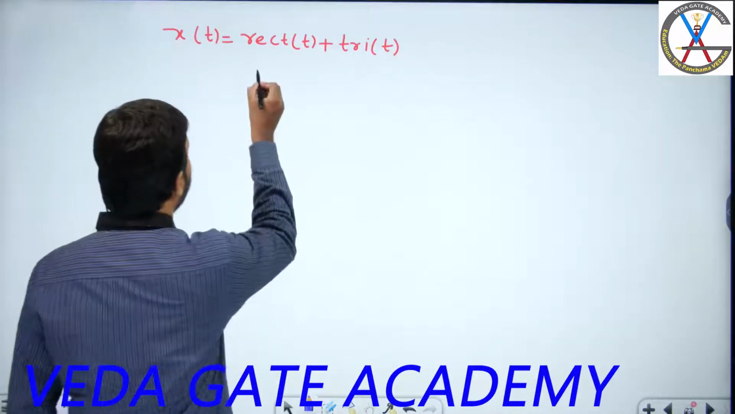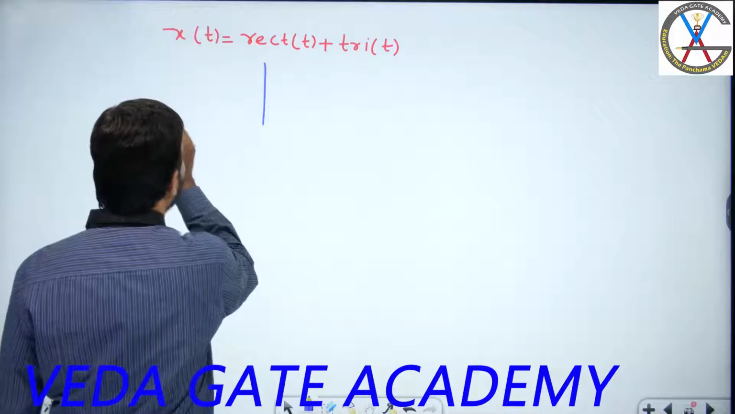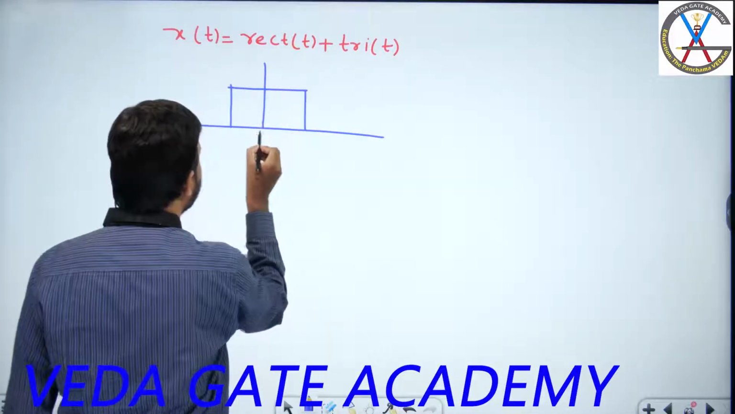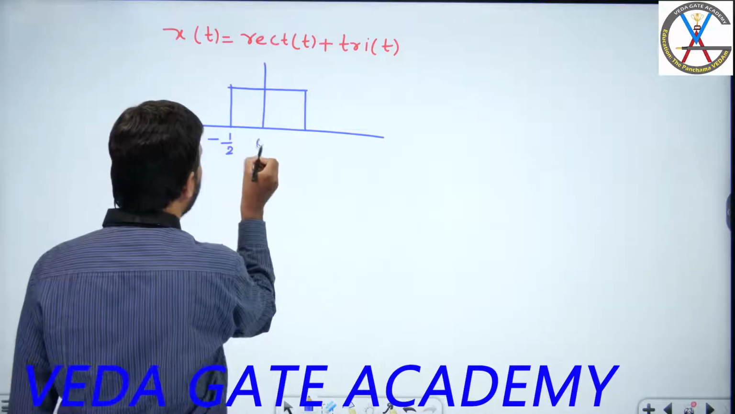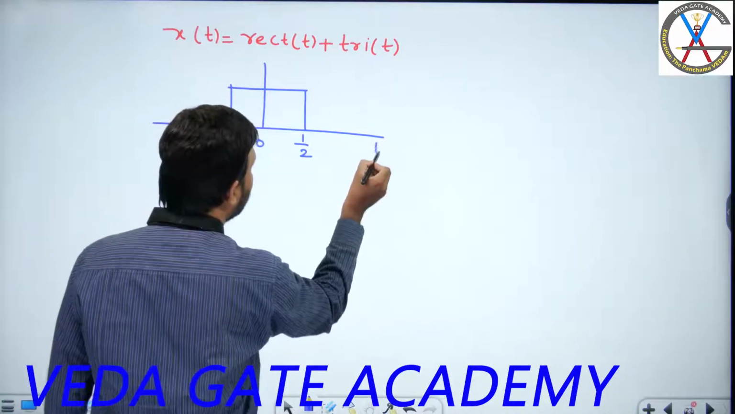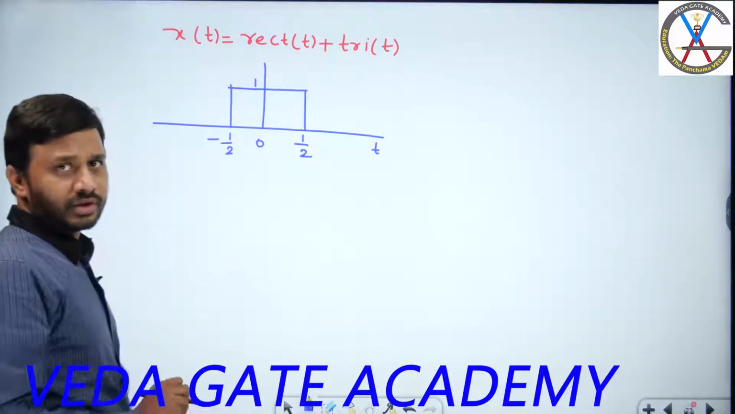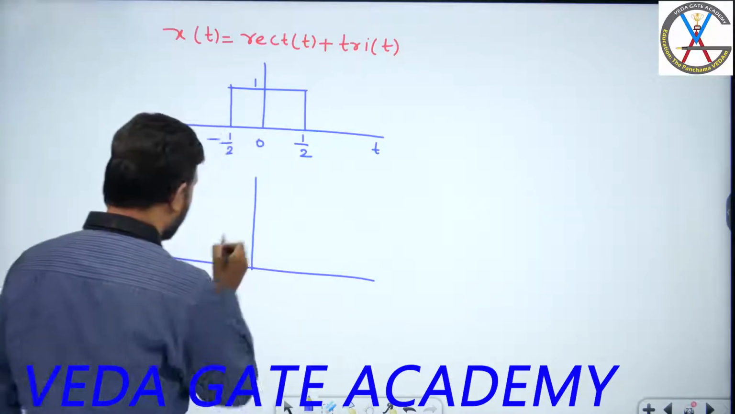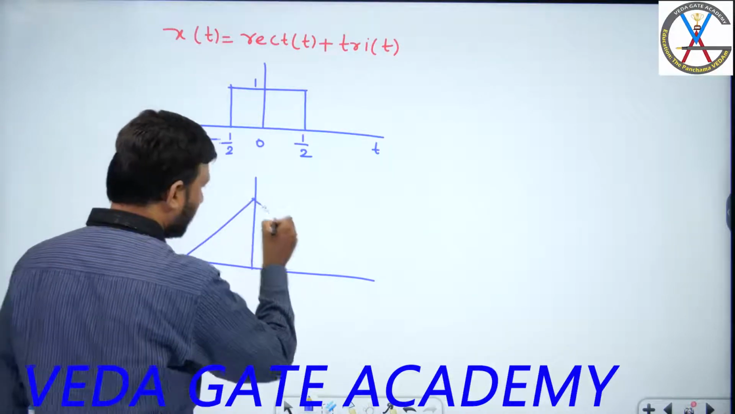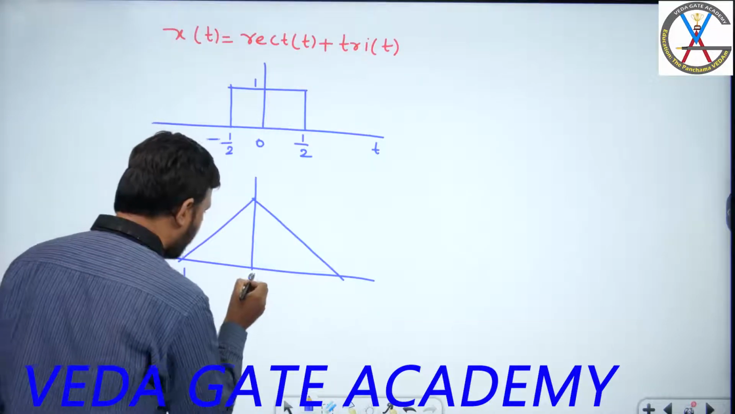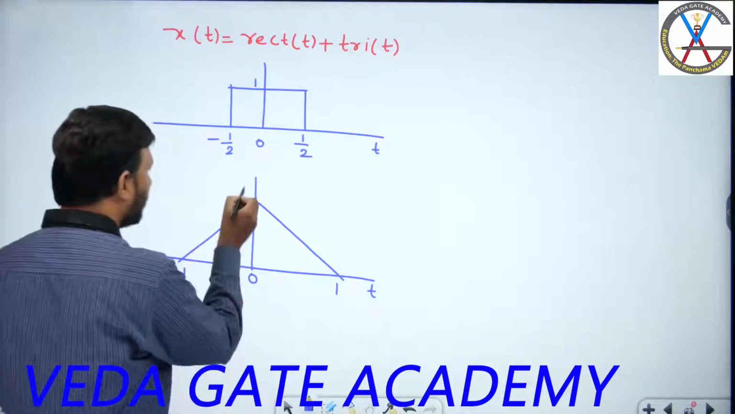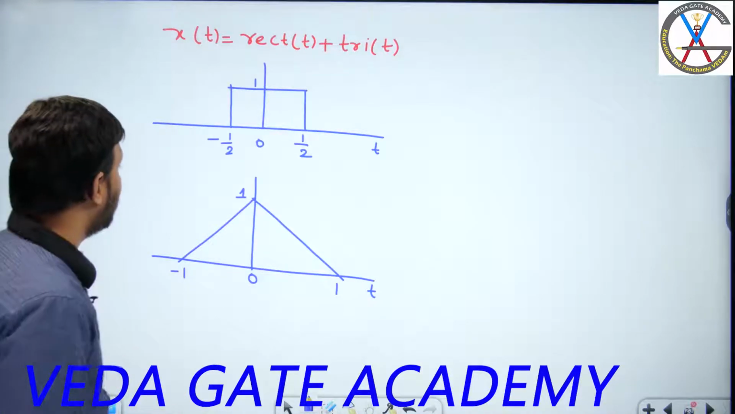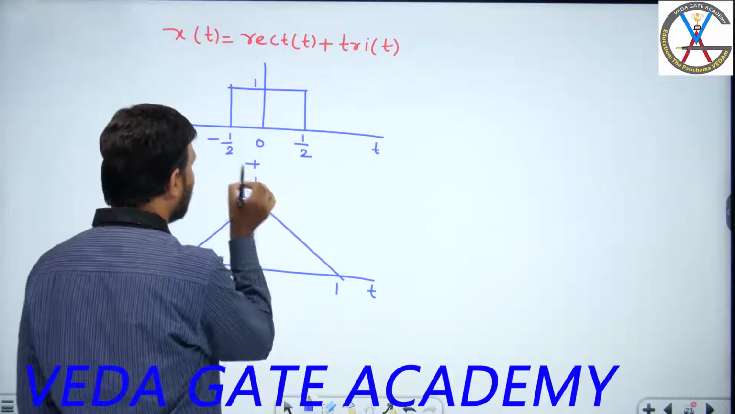See, rect(t) can be shown like this. Rect(t) means it is a rectangular pulse varying from minus 1 by 2 to 1 by 2. This is rect(t). This is tri(t). This is the shape. Now we have to add these two, and we must show the resultant shape. Now how are we going to get the addition?